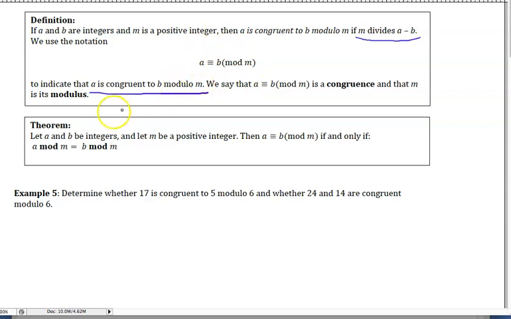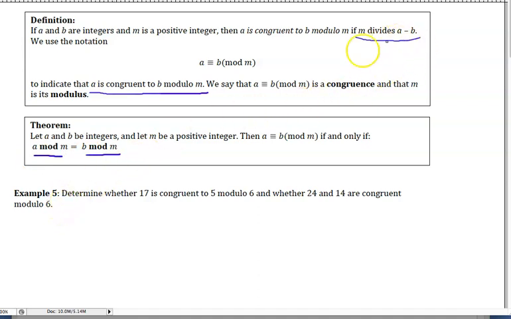What this means is represented by this theorem. So a is congruent to b modulo m if, when you divide a by m and you divide b by m, you get the same remainder. So this theorem represents that. It says that a is congruent to b mod m if a mod m is the same as b mod m. So right here, a mod m is the same as b mod m.